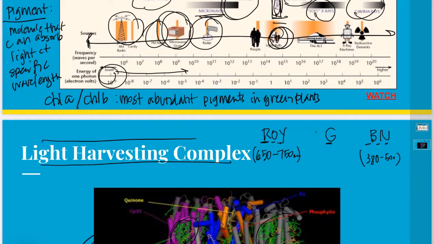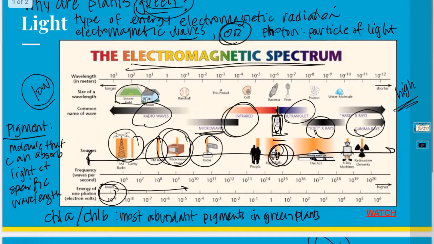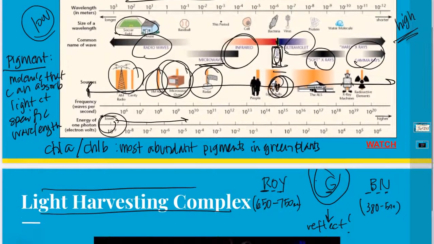They can also absorb really well in the 380 to 500 range, which is the blue, indigo, and violet. However, they can't absorb in the green range in between there, so between 500 and 650. And so therefore this wavelength of green is reflected. And it turns out that we see reflected color. And so the reason that plants are green is because plants can't use green.